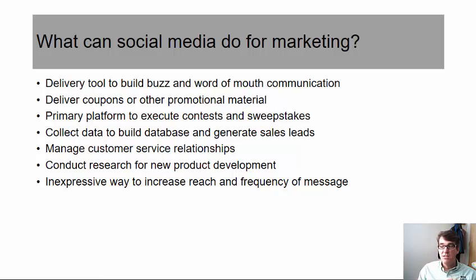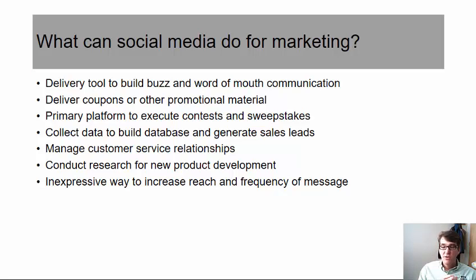Collect data to build databases and generate sales leads. You have computers collecting data on you and researching what you're doing, big data analytics, all the time when you are on social media. They're really helping these companies to generate databases. Manage your customer service relationships. We talked about how social media is a way for companies to engage with their customers, as well as customers to engage with their companies.